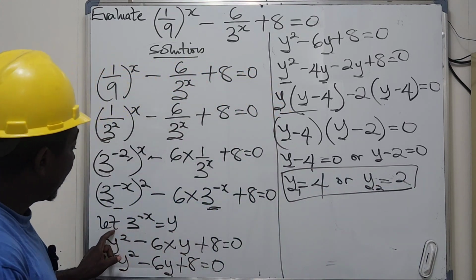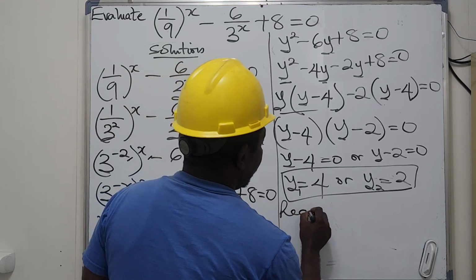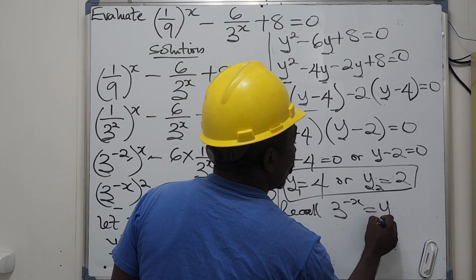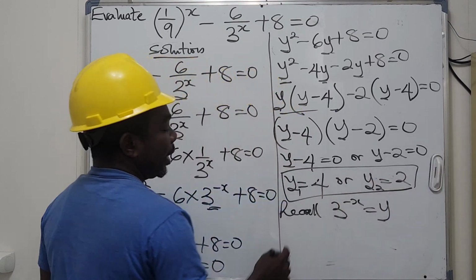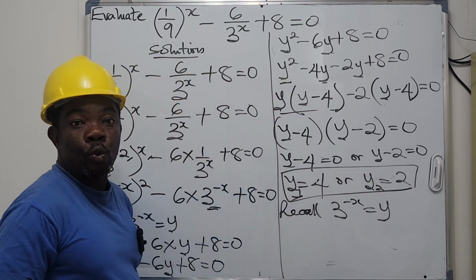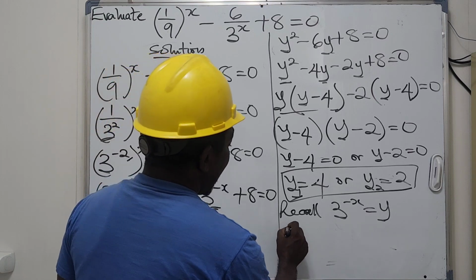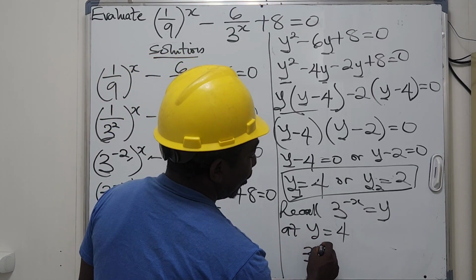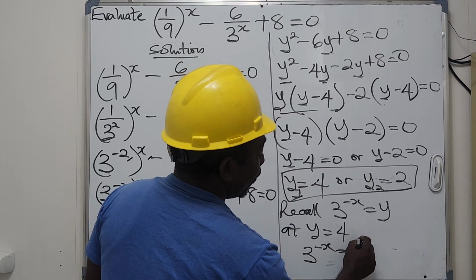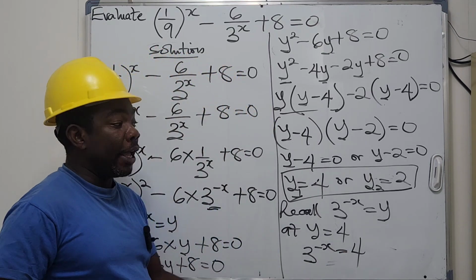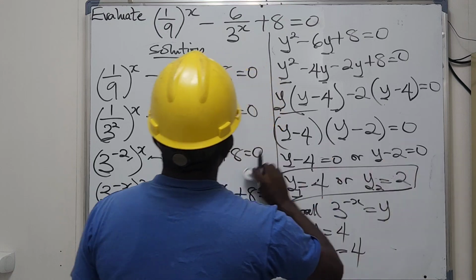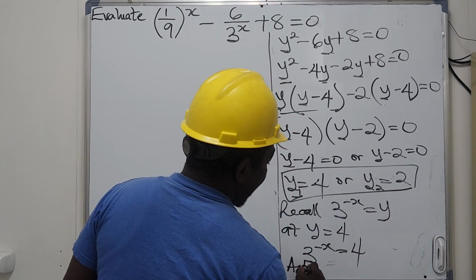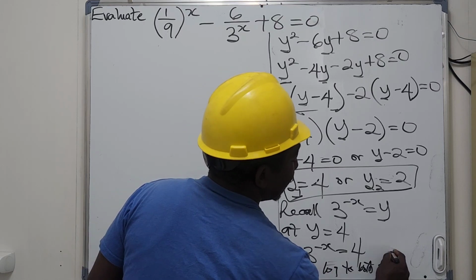So we recall that we said 3 to the power of minus x equals y. We take this one after the other. For the first, y equals 4. In this case, we have 3 to the power of minus x equals 4. So for us to find the value of x in this situation, we are going to introduce log to both sides. So from here, we apply log to both sides.